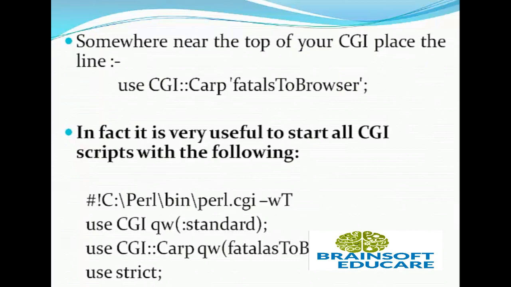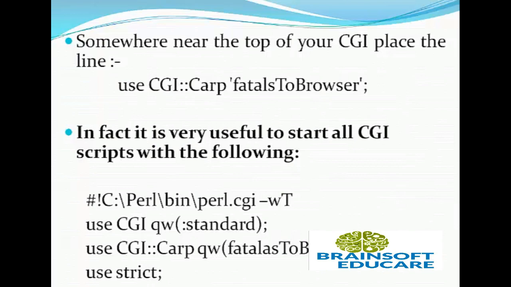Somewhere near the top of your CGI script, place the line use CGI::Carp, and in single quotes 'fatalsToBrowser', and a semicolon. Now error messages should end up in the browser being used to view the CGI. In fact, it is very useful to start all CGI scripts with the following.